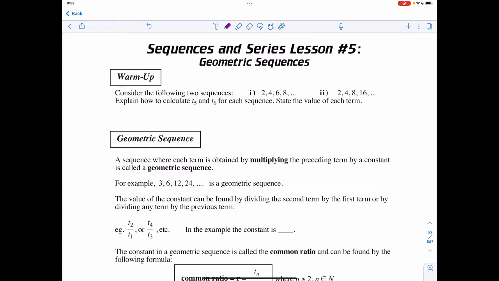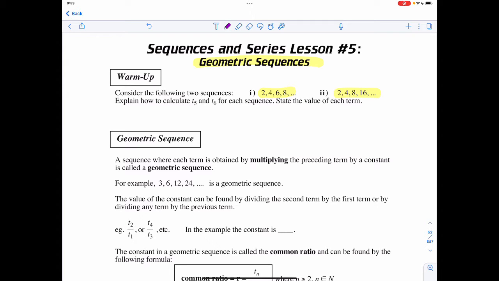All right, now that we're done with our arithmetic series and sequences, let's take a look at a geometric sequence, remembering that in geometric sequences, we're not adding a previous term, we're multiplying by the previous term. So if I consider the two sequences, 2, 4, 6, and 8, as well as 2, 4, 8, and 16, how do we calculate term 5 and term 6 for each sequence?